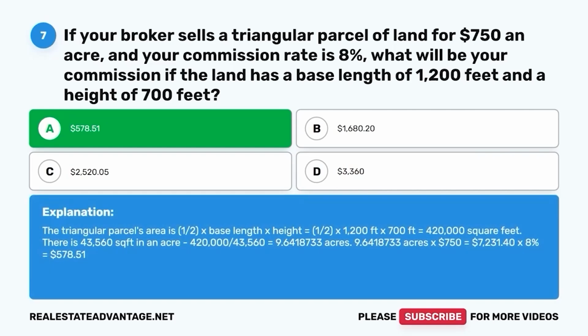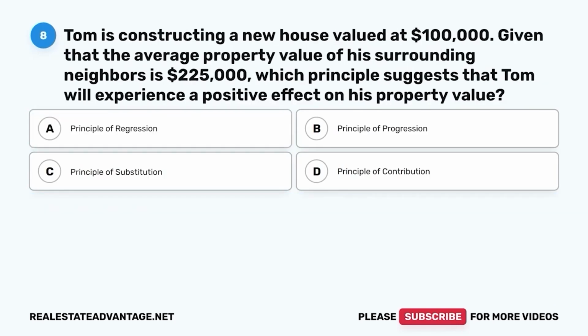$578.51. The triangular parcel's area is 1/2 times base length times height, which equals 1/2 times 1,200 feet times 700 feet, equals 420,000 square feet. There are 43,560 square feet in an acre. 420,000 divided by 43,560 equals 9.6418733 acres. 9.6418733 acres times $750 equals $7,231.40. Times 8% equals $578.51.